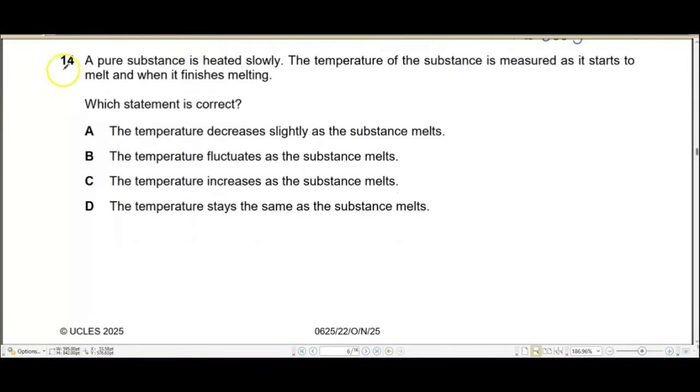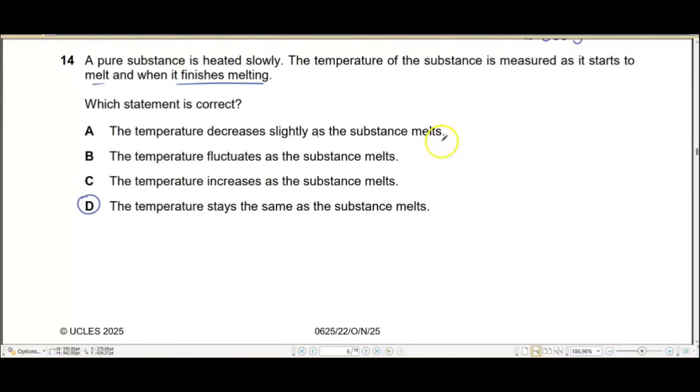Question number 14. A pure substance is heated slowly. The temperature of the substance is measured as it starts to melt and when it finishes melting. Which statement is correct? A, the temperature decreases slightly as the substance melts. B, the temperature fluctuates as the substance melts. C, the temperature increases as the substance melts. D, the temperature stays the same as the substance melts. D is our correct option.